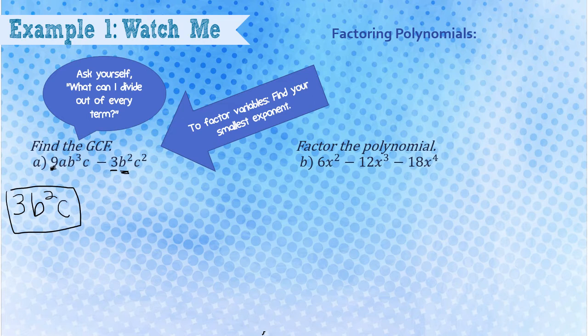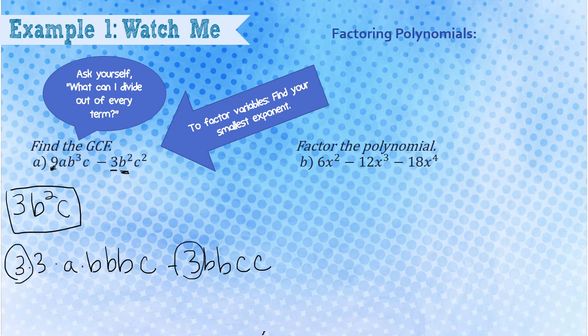If you need to, you can write out all of the factors. So we know that 9 can be broken down into 3 times 3. Then I had a, I had b 3 times, c. And then my second term would have been 3 times b b times c c. So here I was taking out that 1 3. I don't have a's in both terms. I have 2 b's in both terms. And I have 1 c in both terms. So that is how I got my GCF.